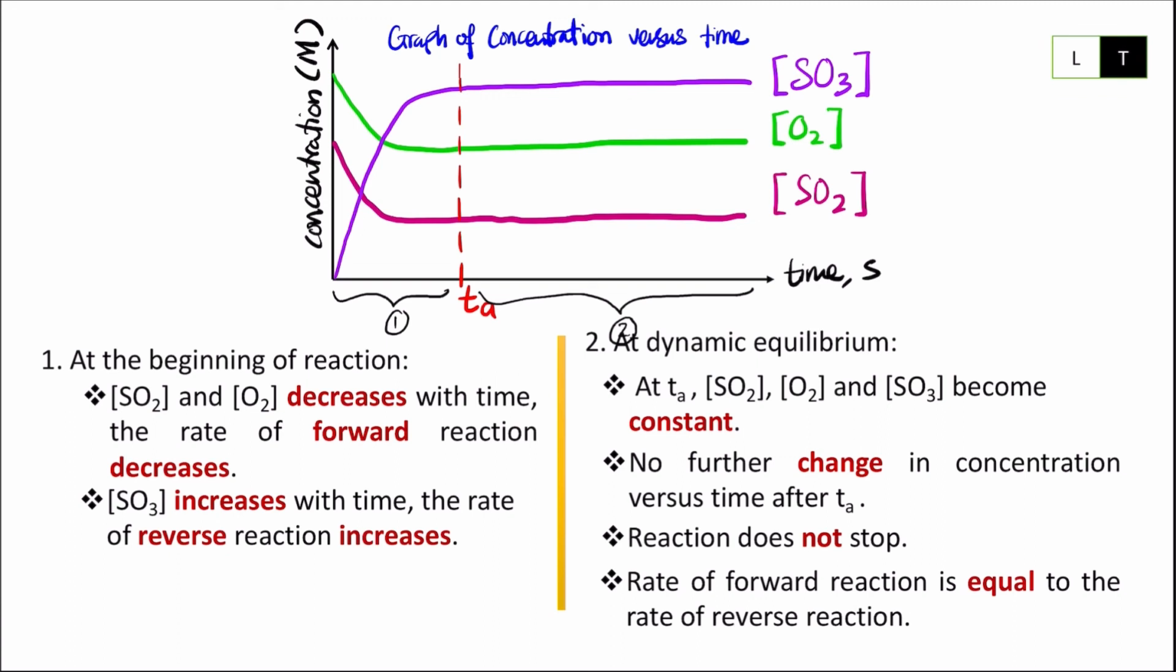So, I hope all of you can understand how to describe the graph for concentration of reactants and products against time for reversible reaction. So, as a conclusion for this video, semua sudah faham macam mana nak interpret the curve untuk concentration versus time dan juga cara nak lukis ataupun sketch the graph. That's all from me.